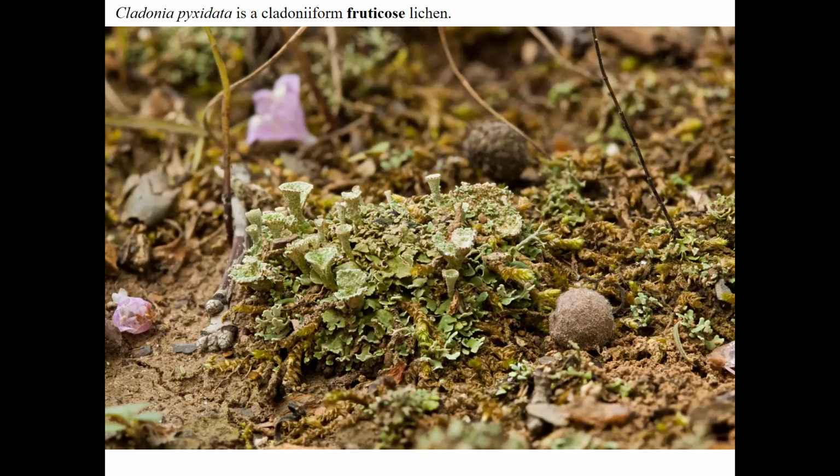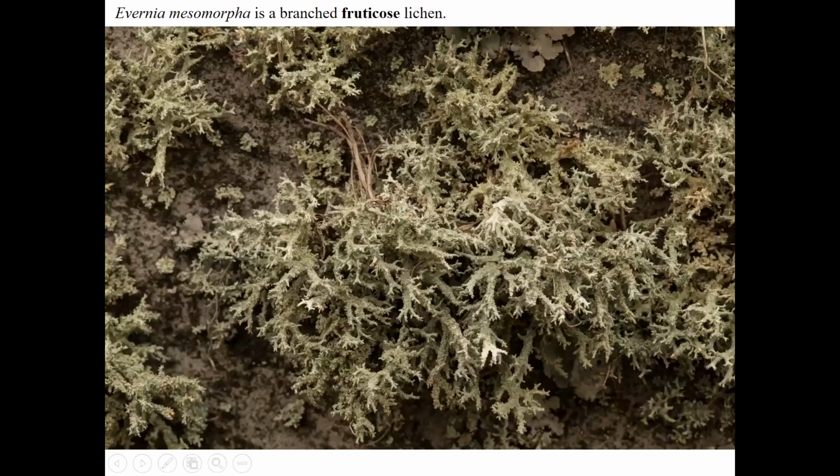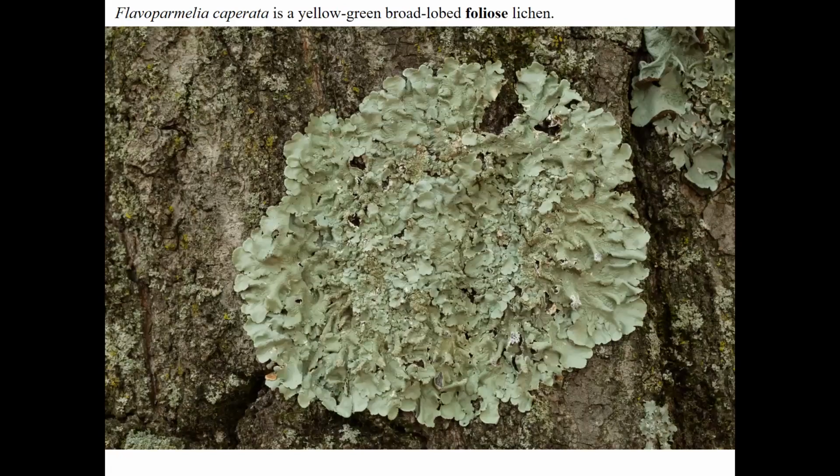And then springing up from it are these stalks that happen to be called podetia. And this is the growth form: scaly primary thallus, upright podetia. That's a typical way that a lot of Cladonia lichens grow. Here's a well-known one, it's called British soldiers, Cladonia cristatella. It's a typical Cladonia form, however you say that, fruticose lichen. Here's another fruticose lichen. It's branched an awful lot, called Evernia mesomorpha.